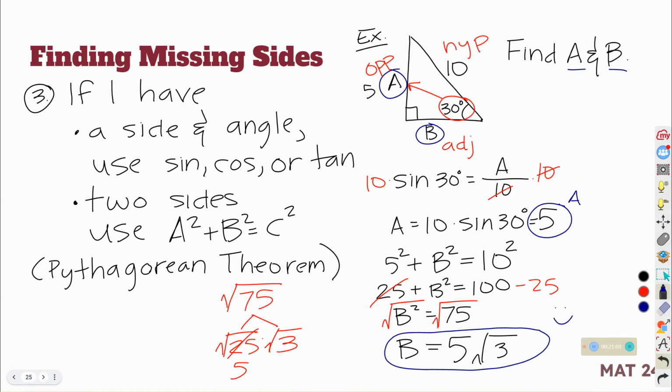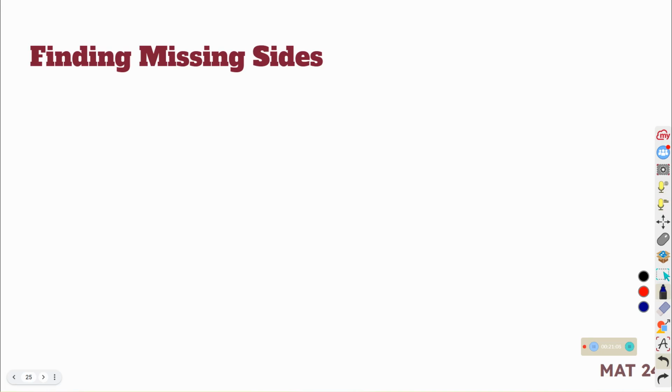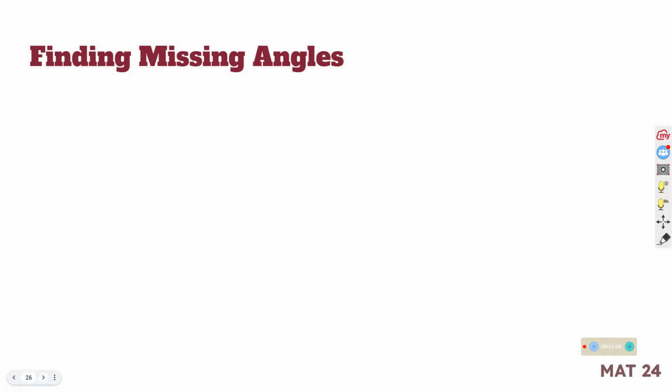So we need to practice the last skill, which is we know how to find missing sides. How do we find missing angles? For missing angles, remember we've done steps 1 and 2. We've got a labeled triangle. We know where opposite, adjacent, hypotenuse are.